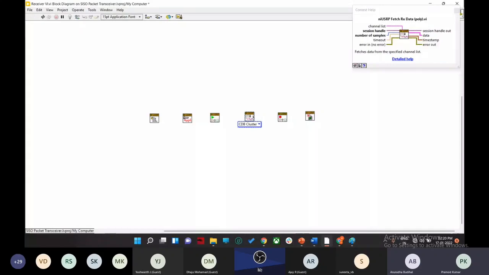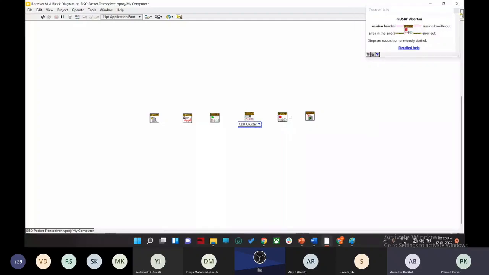So whenever we start receiving, there is a register inside the USRP that stores whatever data it is receiving in some memory block. So whenever we abort or stop the program suddenly, there might be a chance that the memory still holds the previous data that it has processed.